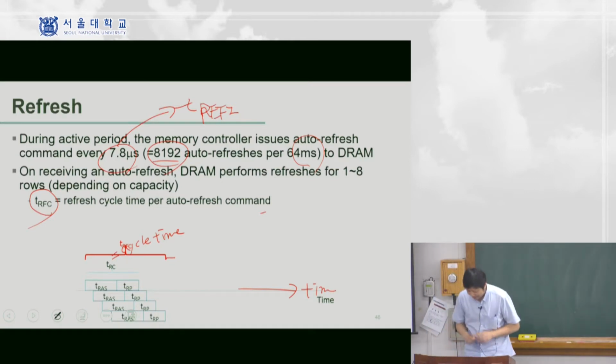Okay. And after 7.8 microseconds, there will be another refresh command. And as a response, you do it again, refreshing 4 rows again, tRAS followed by tRP, 4 times, and then this one takes another tRFC.